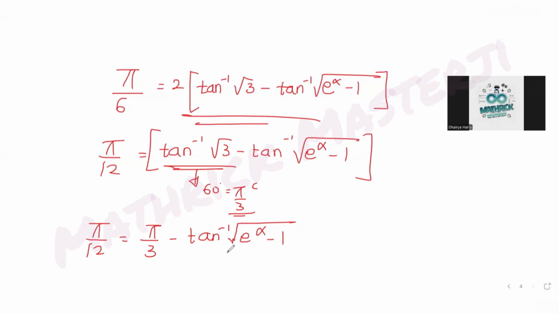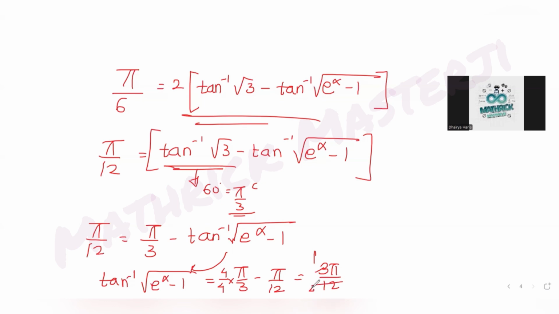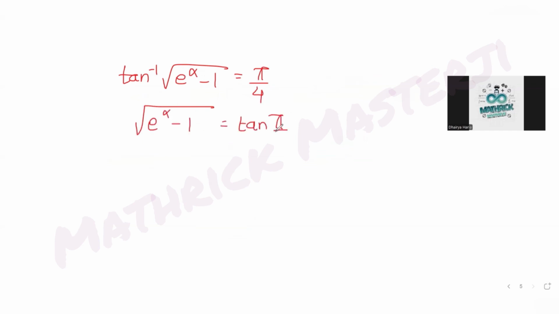So I can just take this on the other side. So it basically becomes tan inverse of root of e raised to alpha minus 1 equals pi over 3 minus pi over 12. Multiplying both sides with 4, I get 4 pi minus pi, 3 pi over 12, which is pi over 4. So I get tan inverse of root of e raised to alpha minus 1 equals pi over 4. So square root of e raised to alpha minus 1 equals tan pi over 4. And tan 45 is basically 1.